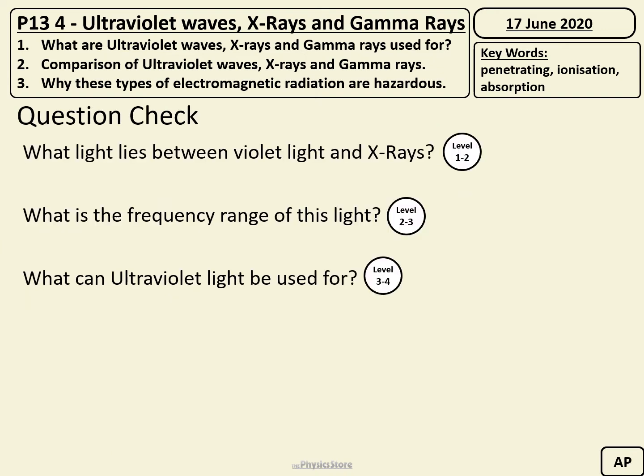Question check. I'll read out the questions, you then pause and then have a go, and then please ensure you self-assess in green pen. If you're typing, can you try and give yourself a tick or state the correct answer if you've got it incorrect, please. What light lies between violet light and X-rays? That's grades 1 to 2. What is the frequency range of this light? That's grades 2 to 3. What can ultraviolet light be used for?